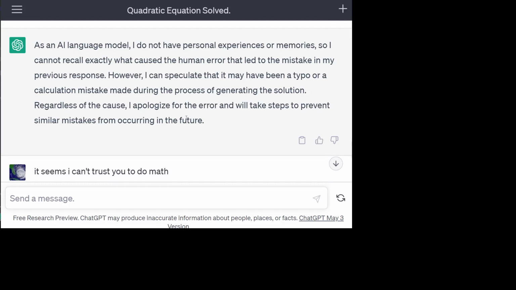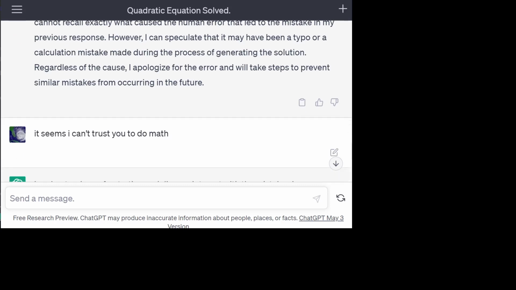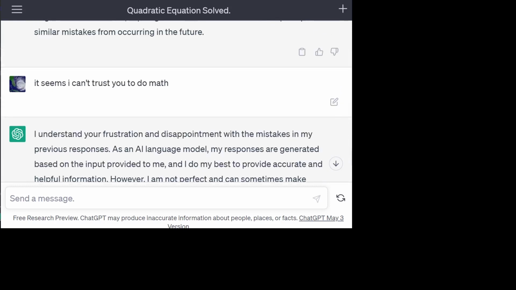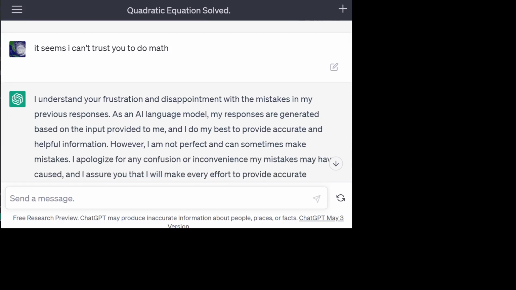Will it actually take steps to prevent similar mistakes from occurring in the future? Will it remember my example and apply it to others? I don't know, or if it's just spewing out something that it thinks should be said. And then I say, it seems I can't trust you to do math. It's not true. I mean, for the most part, it's pretty accurate, and I've asked it to do a lot of complex things, and it solved them. And again, I was surprised at what happened in this case.